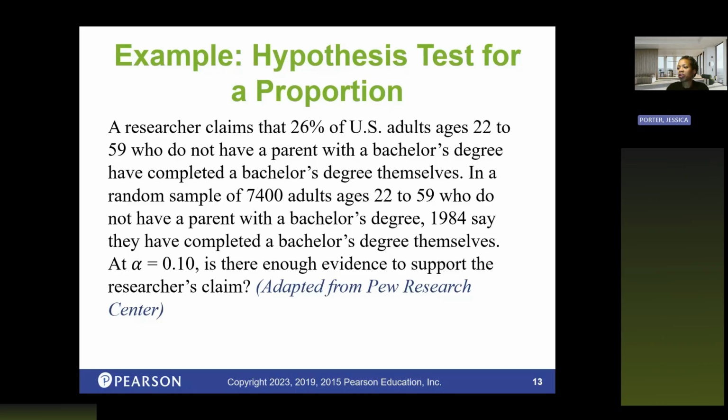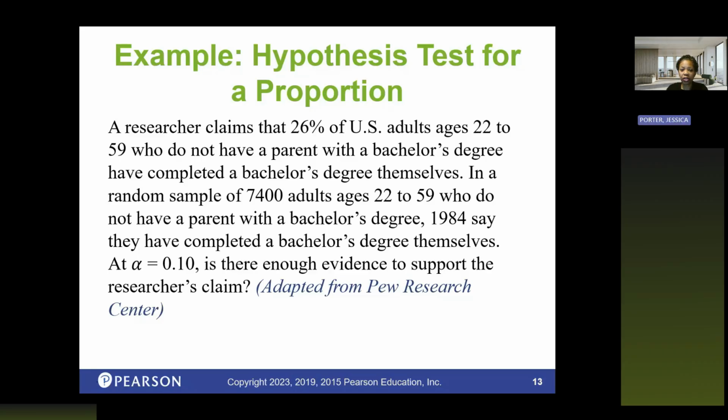We have a researcher that claims 26% of US adults ages 22 to 59 who do not have a parent with a bachelor's degree have completed a bachelor's degree themselves. In a random sample of 7,400 adults who do not have a parent with a bachelor's degree, 1984 say they have completed a bachelor's degree themselves. At alpha equals 0.10, is there enough evidence to support the researcher's claim?